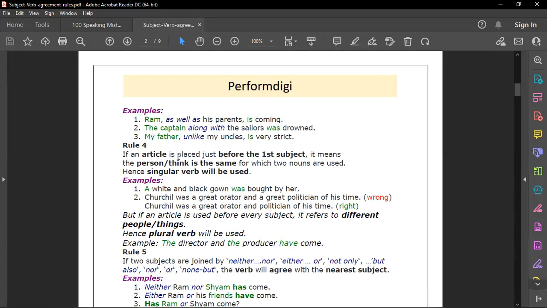If an article is placed just before the first subject, it means the person or thing is the same for which two nouns are used. Hence, singular verb will be used.